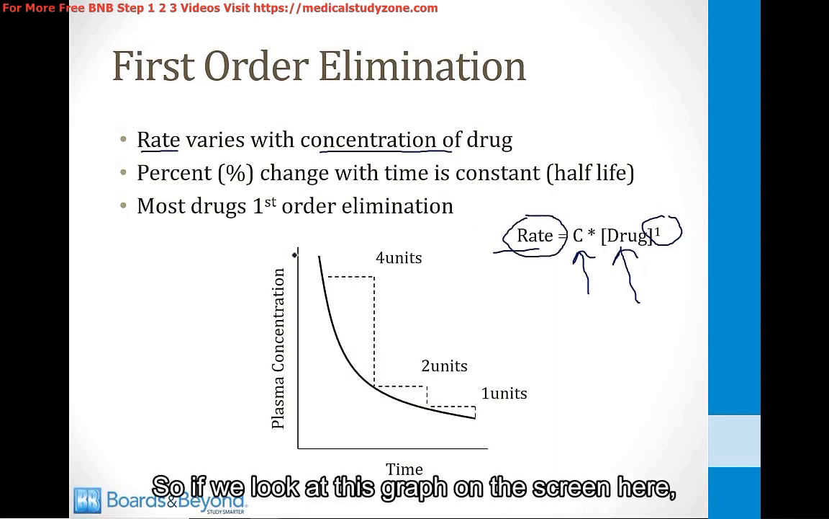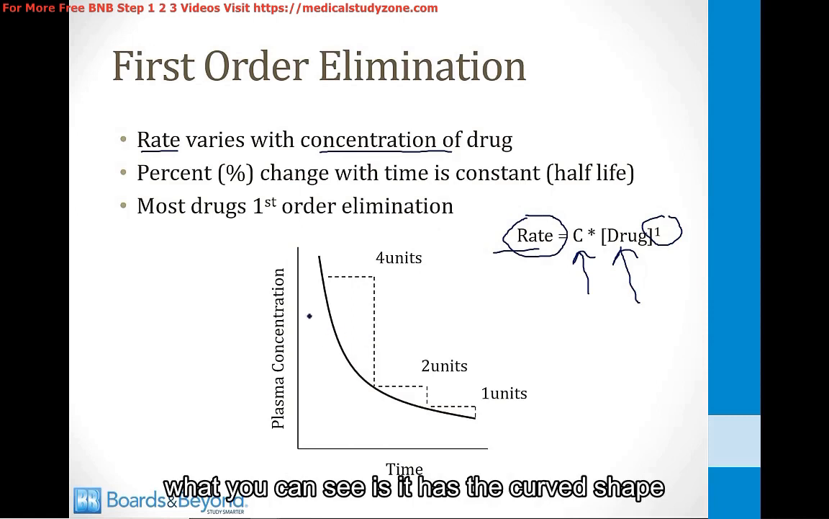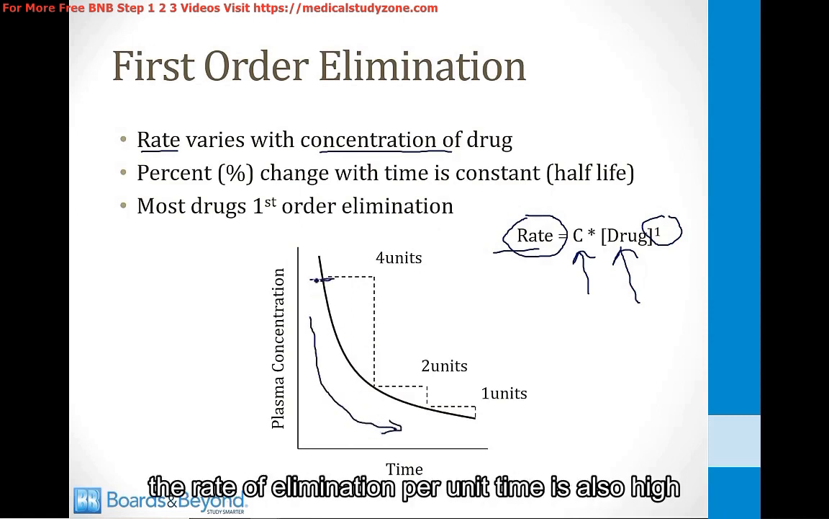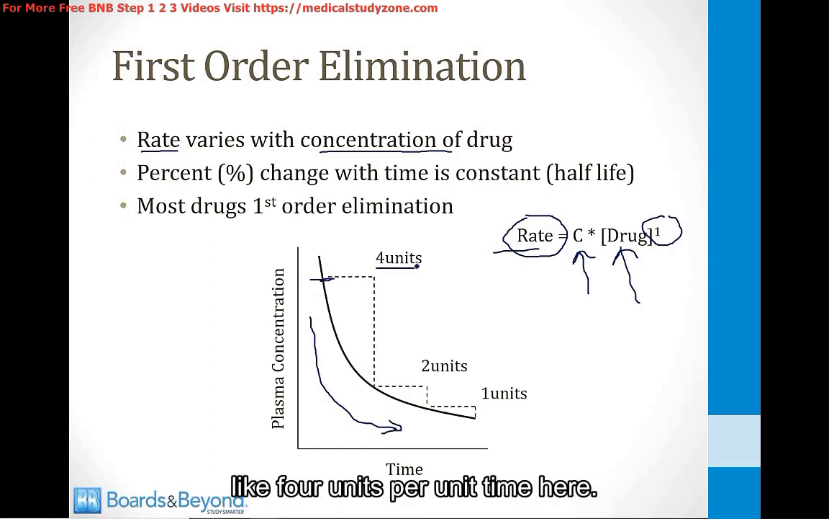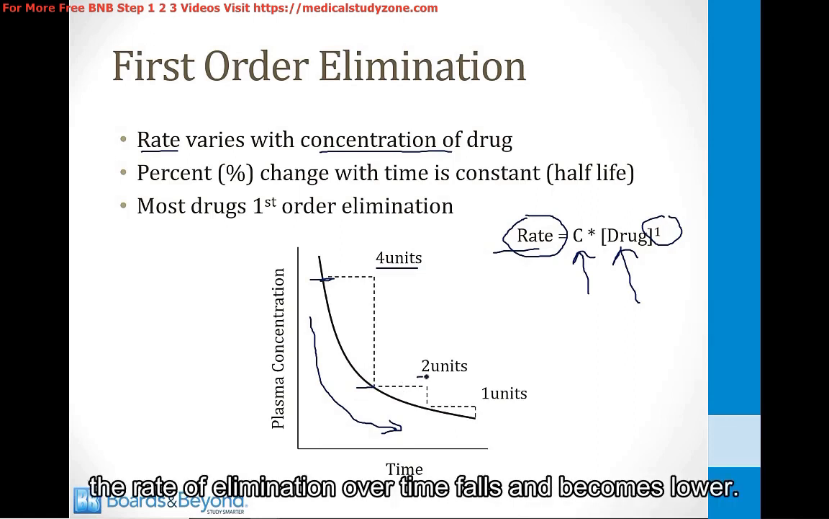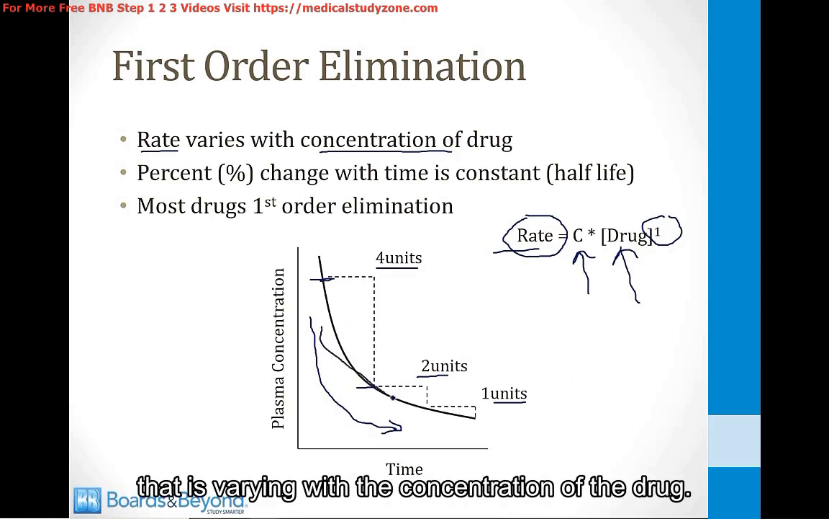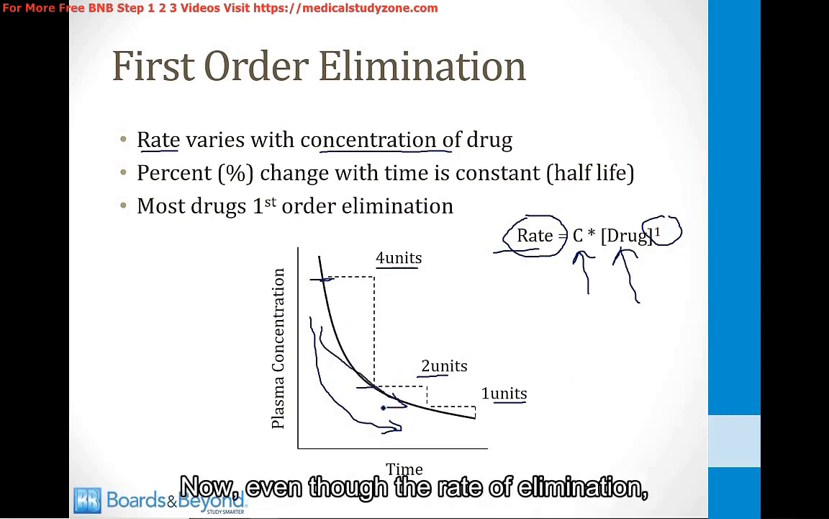So if we look at this graph on the screen here, what you can see is it has the curved shape of first-order elimination. When the concentration is high, the rate of elimination per unit time is also high, like 4 units per unit time here. But when the concentration gets lower, the rate of elimination over time falls and becomes lower. So we have a rate of elimination that is varying with the concentration of the drug. Now, even though the rate of elimination, like 4 units per hour or 2 units per hour, varies with the concentration of drug, the percent change is constant.